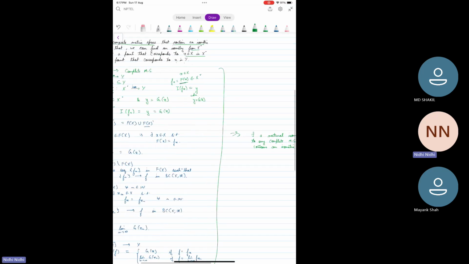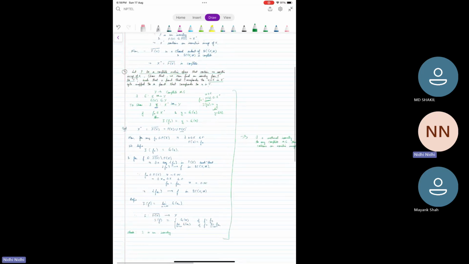So that was the relevance of this problem. I would like you to try the further parts of this problem yourself. And if you have any doubt, please let me know. Then I'll solve only that part in the next class.